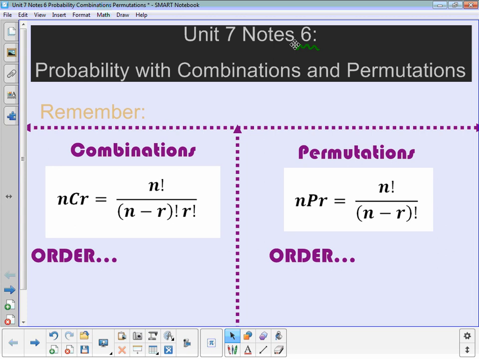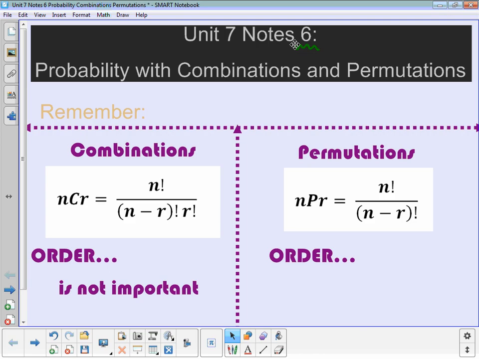The combinations and permutations formulas are listed there. n factorial over n minus r factorial times r factorial for combinations. And for combinations, we also need to remember that order is not important. Order does not matter. We don't care what order things are grouped in.